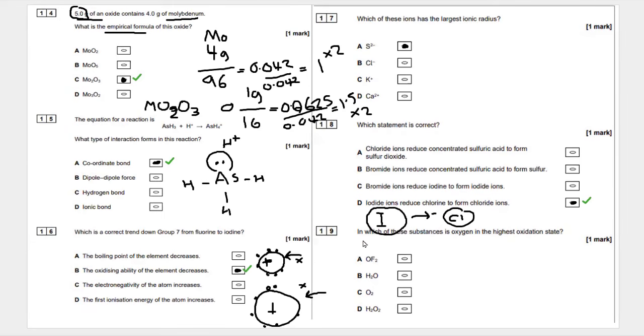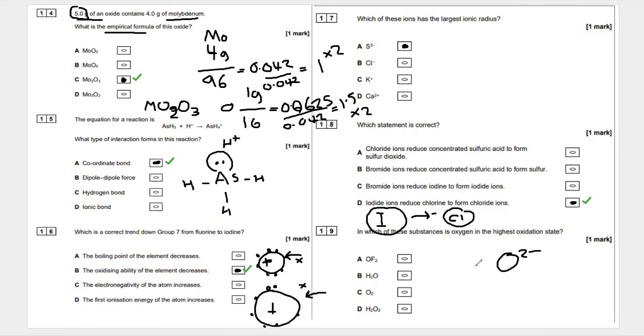Next question. You can't even read that. In which of these substances is oxygen in the highest oxidation state? So, little trick here with oxygen. Oxygen, do you know the oxidation state of oxygen? You should do by now. Oxygen is always -2.